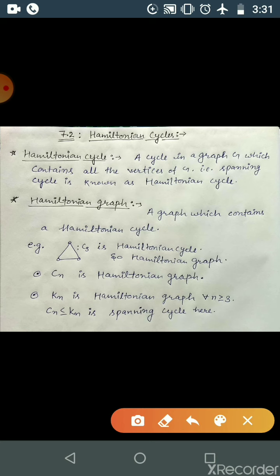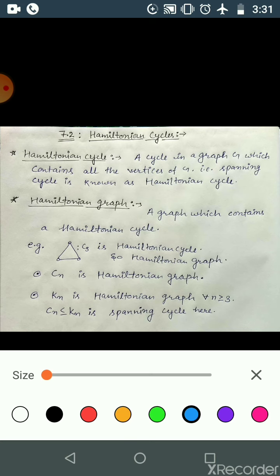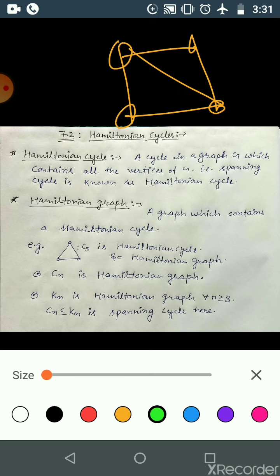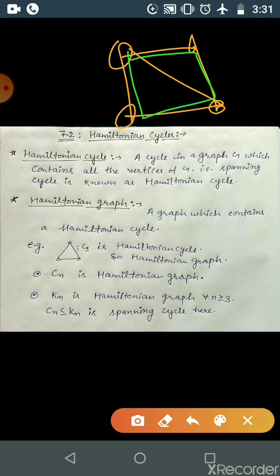Now come to the Hamiltonian graph. A graph which contains a Hamiltonian cycle is known as a Hamiltonian graph. Suppose we consider this graph, and here we have C4 as the Hamiltonian cycle. So there is a cycle which visits all the vertices. This means this graph contains a Hamiltonian cycle, C4, so this graph becomes a Hamiltonian graph.